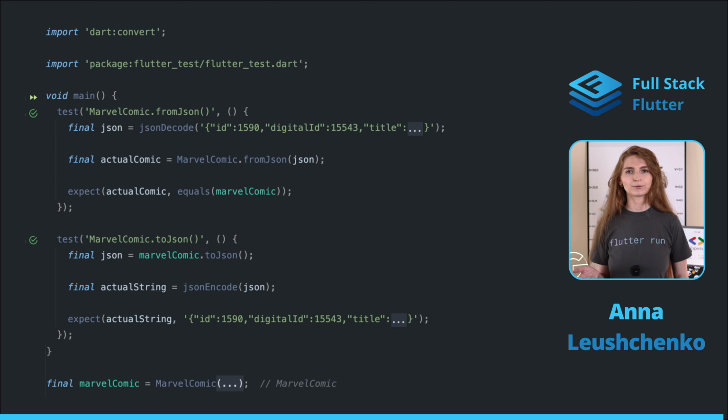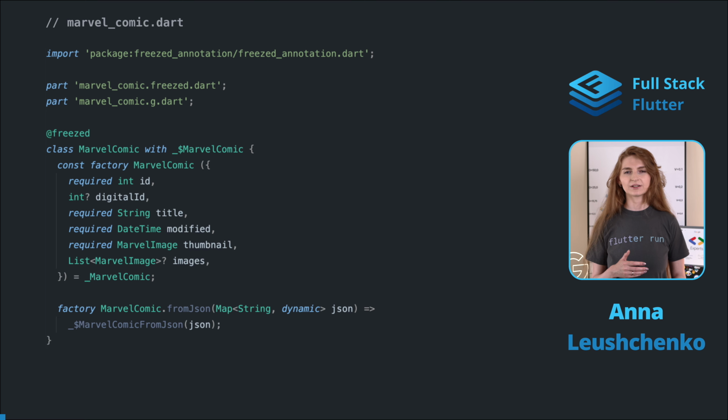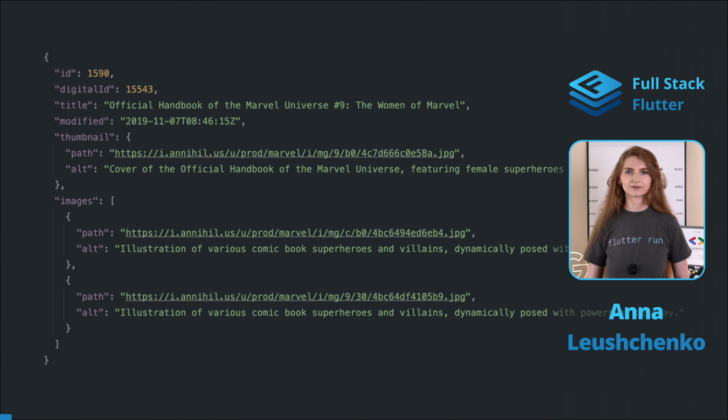Here I wrote some tests which demonstrate that our generated code implementation of fromJson and toJson methods can correctly handle serialization of all the standard and custom types and collections. Now that we have a freezed JSON serializable class MarvelComic that represents a one-to-one match to a JSON data format the application is expecting to receive, it is time to adapt it to better fit our business logic implementation rather than backend implementation. Let's start with something easy and allow renaming class fields without depending on the JSON keys.